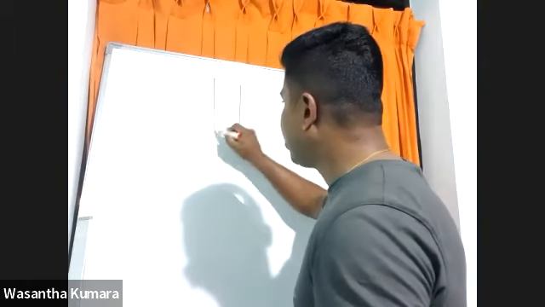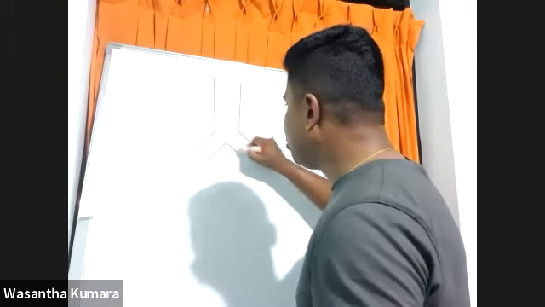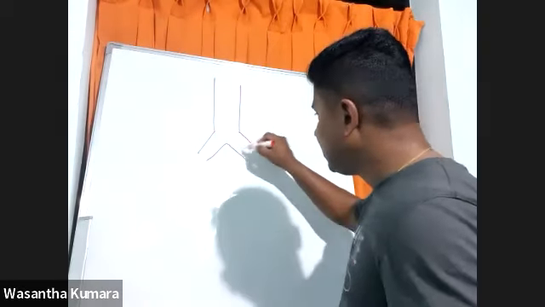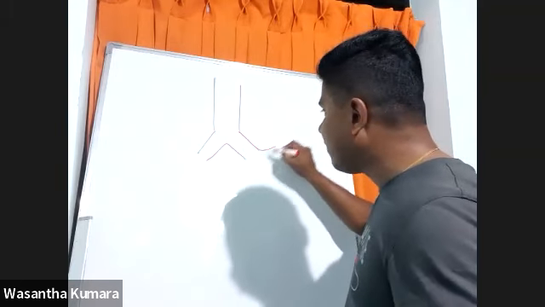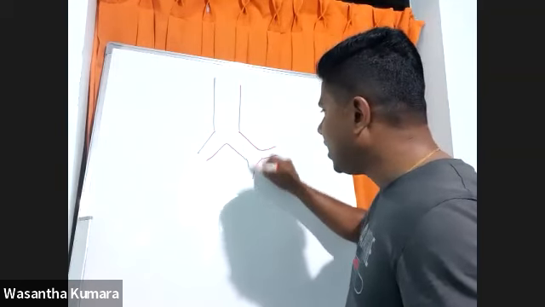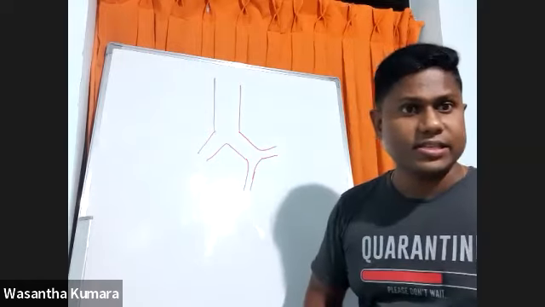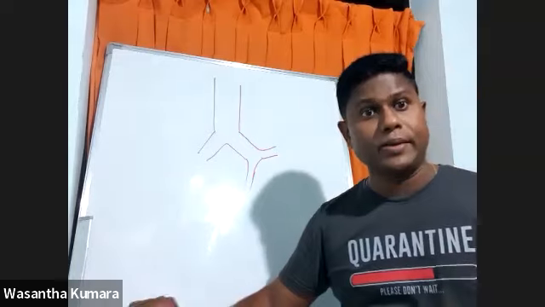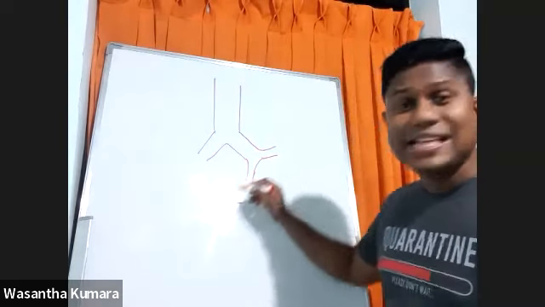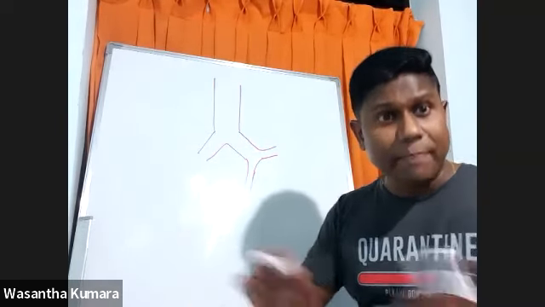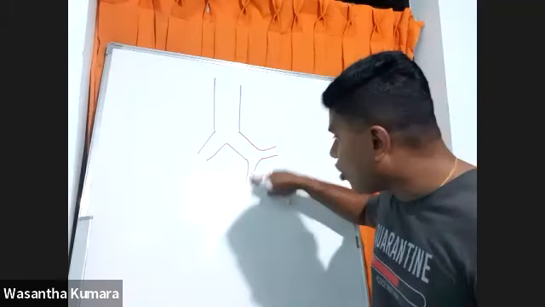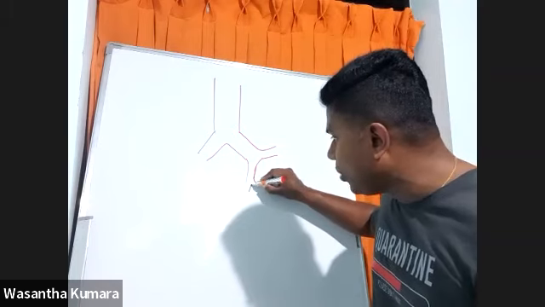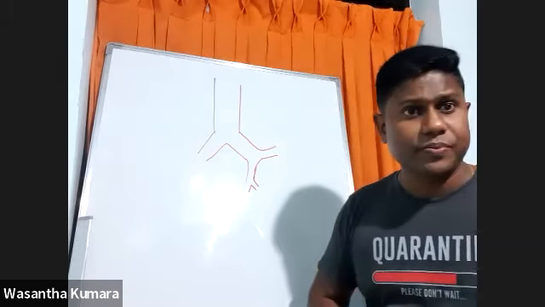This is the abdominal aorta. Abdominal aorta divides into two common iliac vessels. This is one of the common iliac vessels. Again, it divides into external iliac and internal iliac arteries. External iliac goes directly into the lower limb, whereas internal iliac is the one which supplies the pelvis. Internal iliac, after forming, divides into anterior division and posterior division.